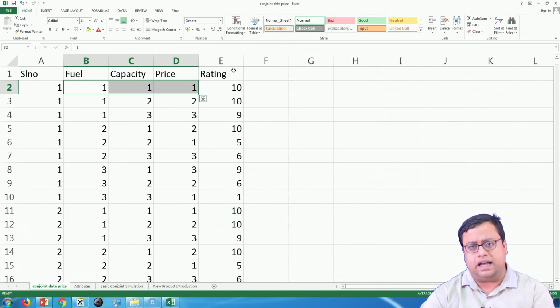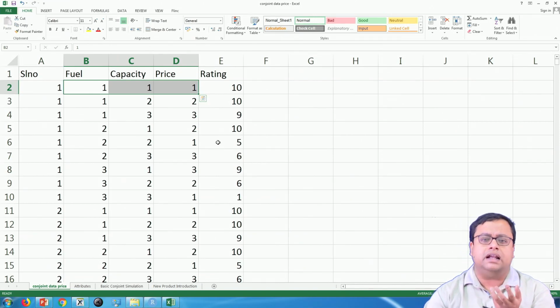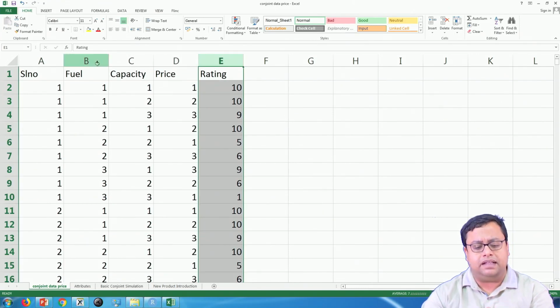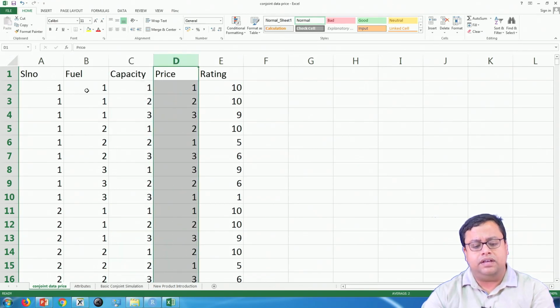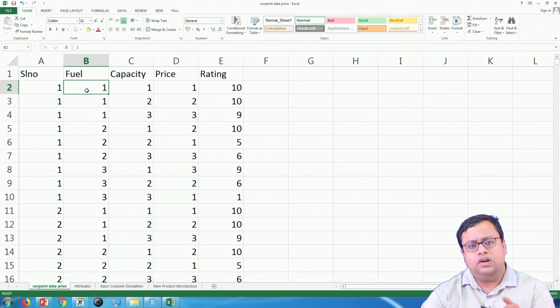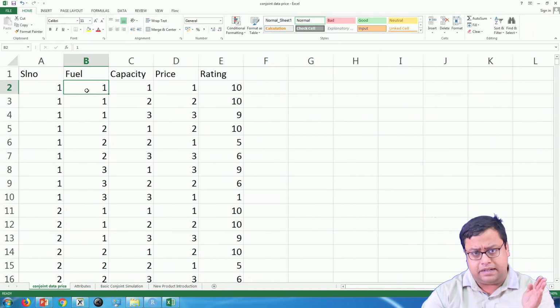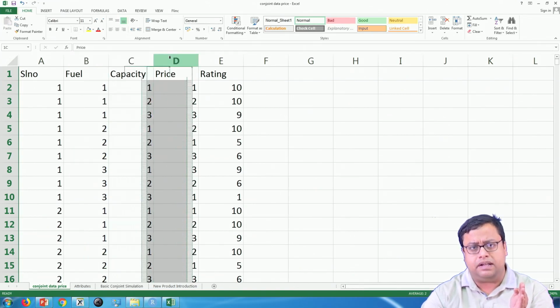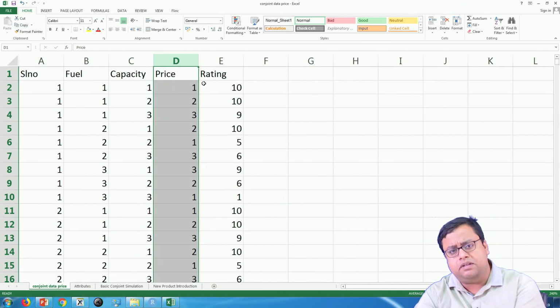So, this kind of data has been given. The only thing I have to do is find out how rating is affected by these 3 variables. Here you see in fuel 1, 2, 3, these are actually categories, not numbers. So if I do a regression, I have to use these 3 variables as categorical variables and create dummy variables for them.